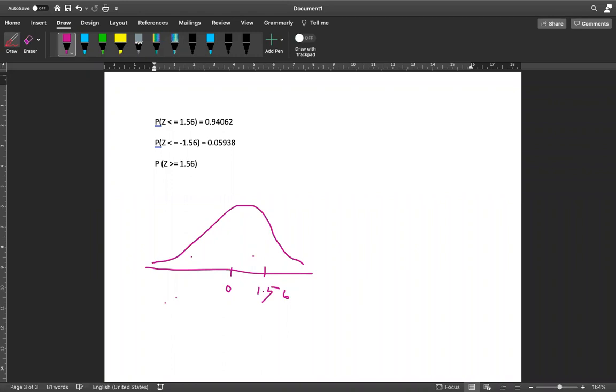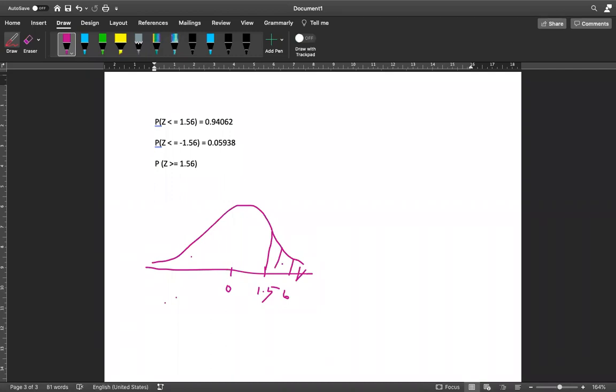Okay, but where would the shaded portion now lie? From the right tail end to 1.56. So from here, like this, like that, and so on and so forth, isn't it? Very good. Yes, sir. So how do we calculate such a probability?